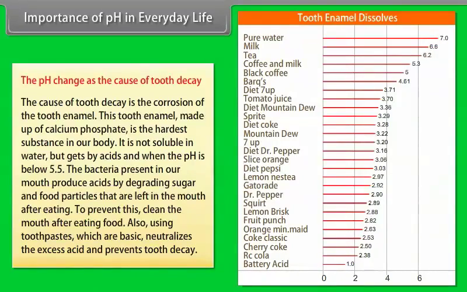The bacteria present in our mouth produce acids by degrading sugar and food particles that are left in the mouth after eating. To prevent this, clean the mouth after eating food. Also, using toothpastes, which are basic, neutralizes the excess acid and prevents tooth decay.